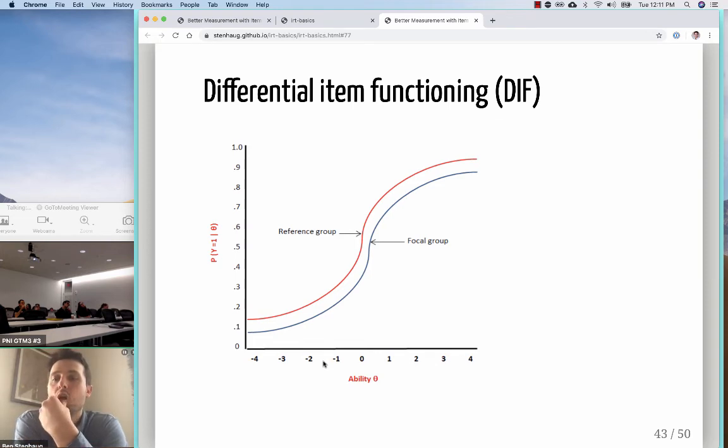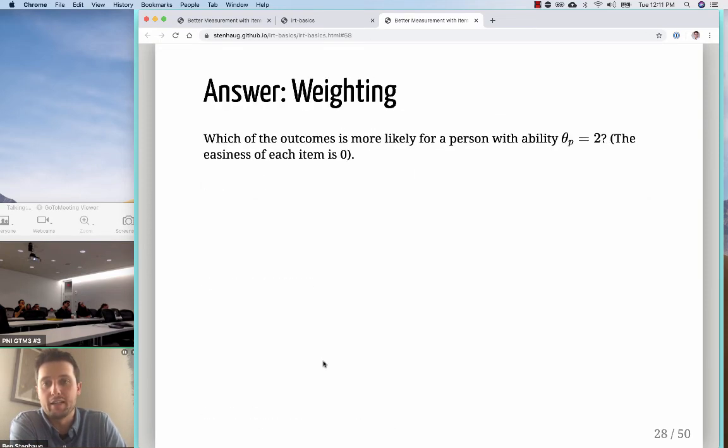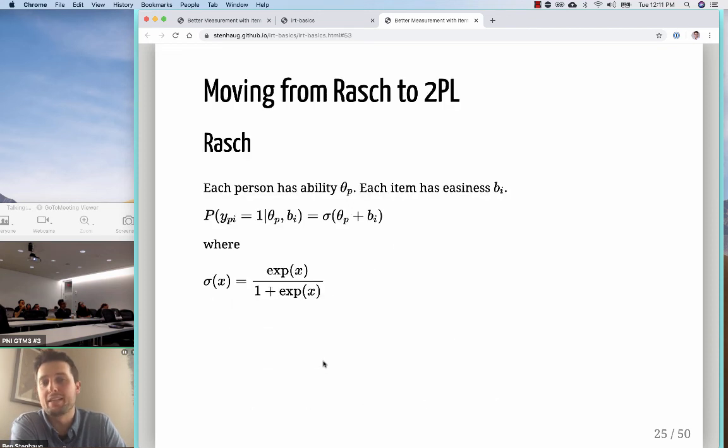Mm-hmm. With logistic regression you're basically fitting a Rasch model. I'm guessing you're estimating a fixed effect for ability, and you're estimating a fixed effect for each item. That fixed effect for students is basically ability in this. This is exactly the link function used in logistic regression.